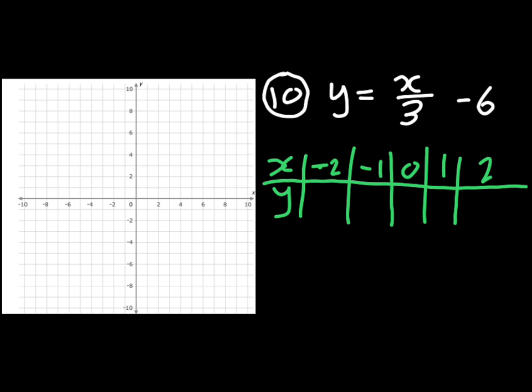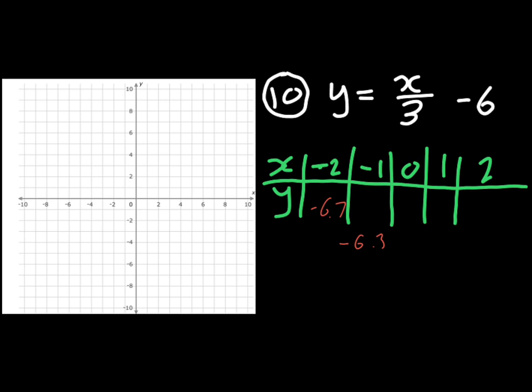So when x is minus 2, we substitute that in, and we get the fraction minus 20 over 3. This can be rounded off to approximately negative 6.7. When x is minus 1, we get the fraction minus 19 over 3, and this can be rounded off to negative 6.3.